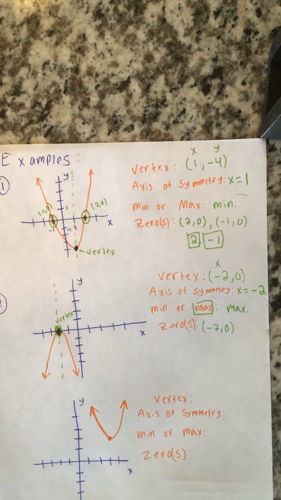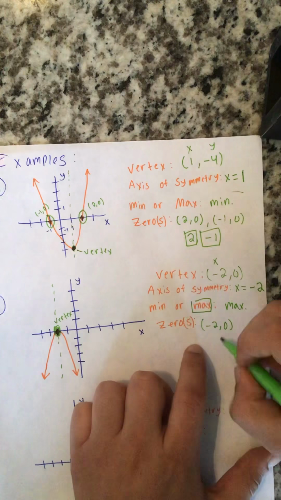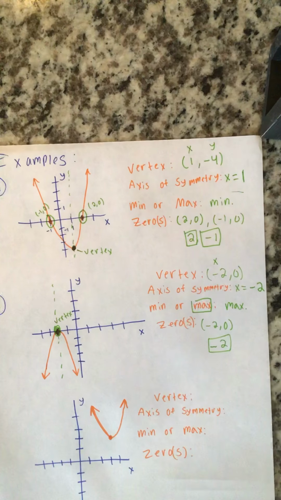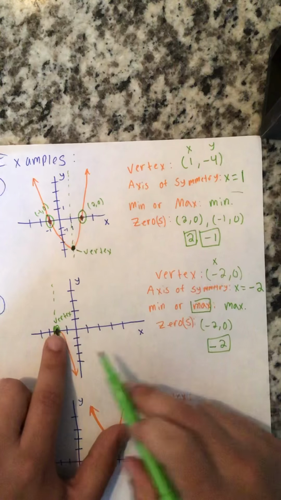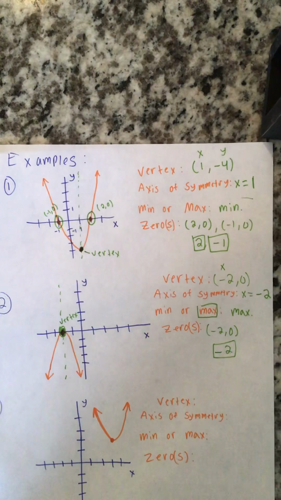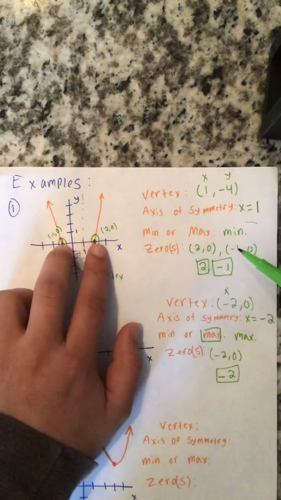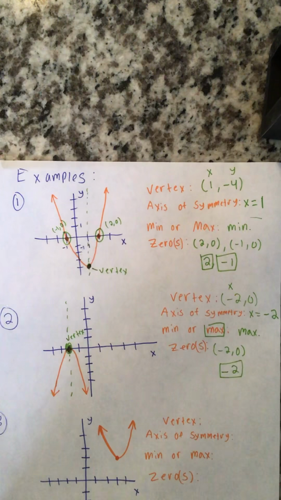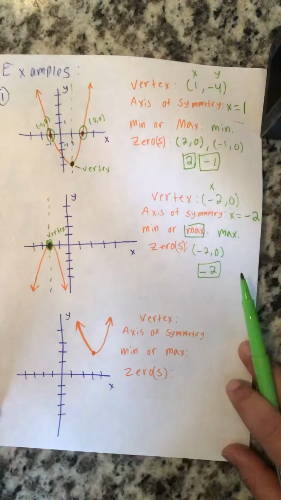Okay? So you're going to write it like this, or you might just see it written like just -2. Okay? Just the x value. But remember, there's only 1 zero here. Only 1 solution. Okay? So this one had 2 because it crossed the x-axis twice. This one only has 1. Okay? Third one. Last one. We're almost done.